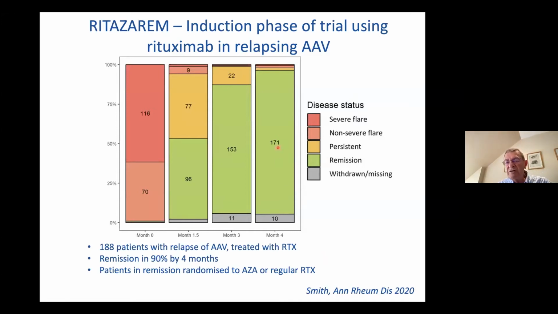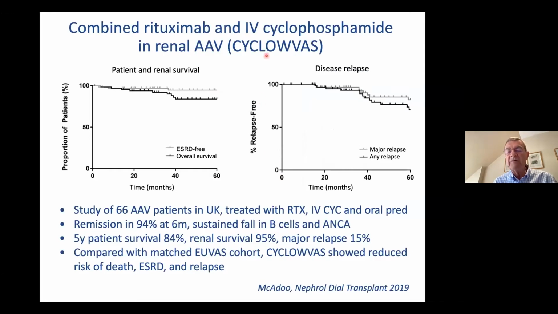Now, because rituximab alone can take quite a long time to work, and because of the results of the RituxVas trial, which combined rituximab and low-dose intravenous cyclophosphamide, in our hospital, we've developed a protocol called CycloVas, which is combined rituximab, low-dose intravenous cyclophosphamide, and a reduced dose of steroids. And this has proven very effective in a cohort study of 66 patients. 94% were in remission by 6 months, and there was a very sustained fall in B cells at anchor levels.